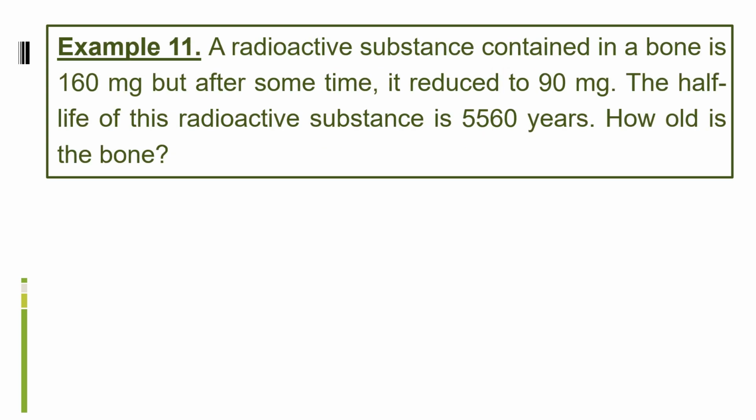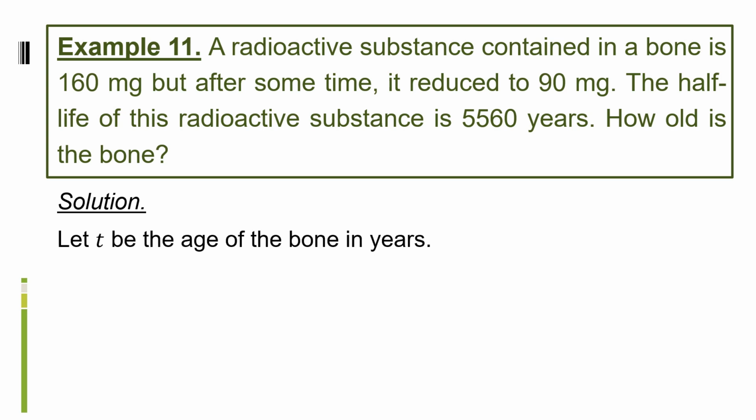A radioactive substance contained in a bone is 160 milligrams, but after some time, it reduced to 90 milligrams. The half-life of this radioactive substance is 5,560 years. How old is the bone? So for our solution, we let t be the age of the bone in years. This is an example of exponential decay.